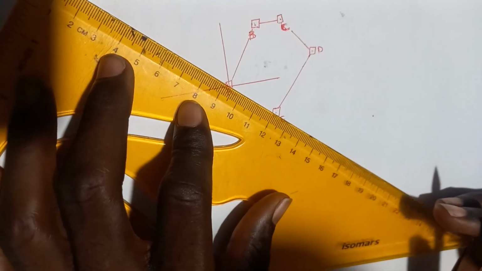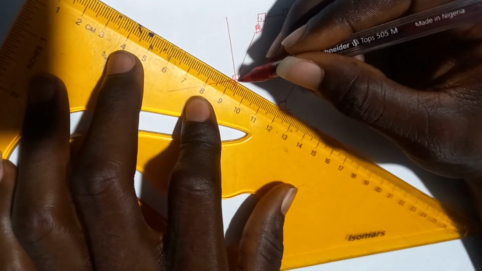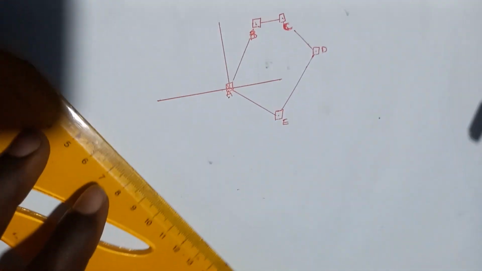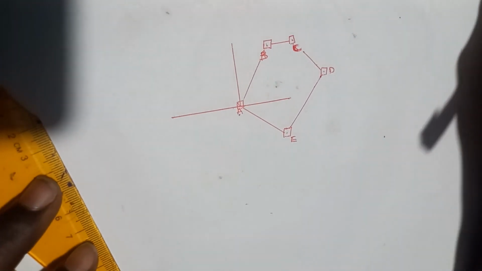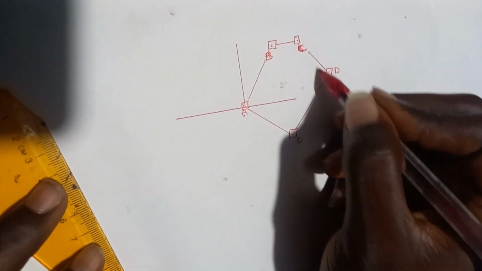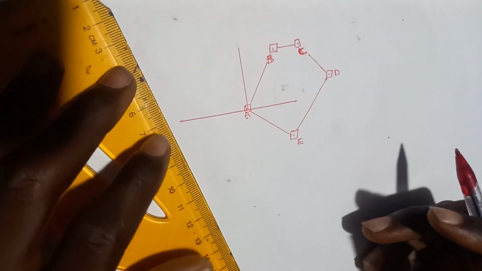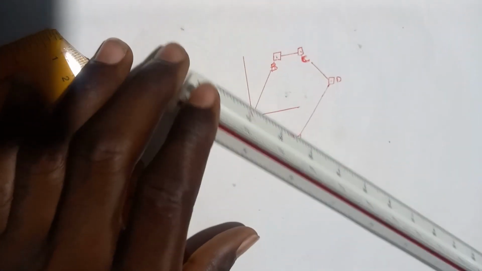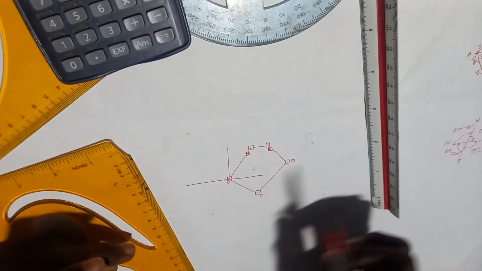When you check this, you can see it, and then you write out the dimensions of what you have. The dimensions of what you have. That is how to plot using the bearing and distance method.